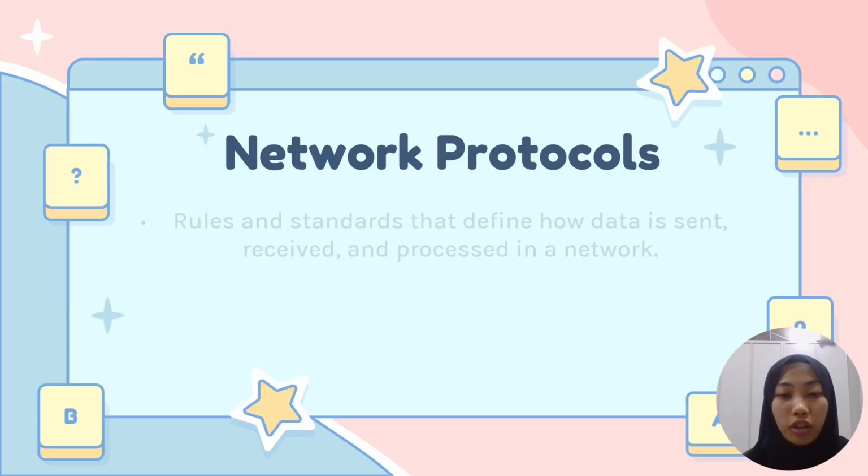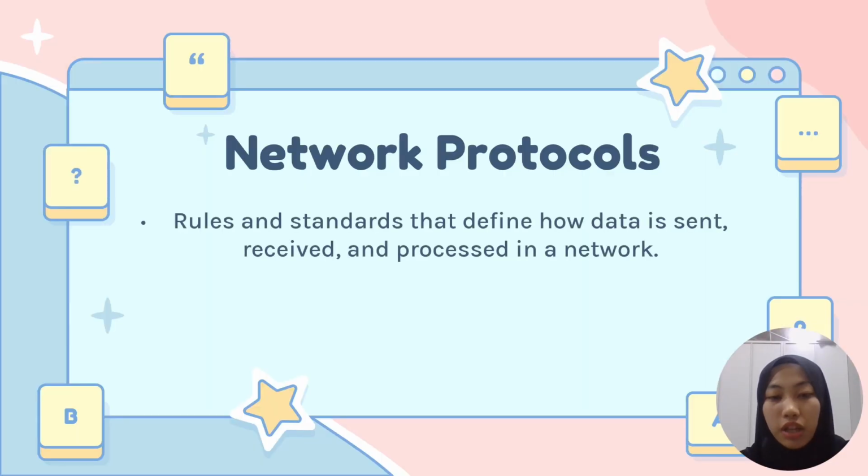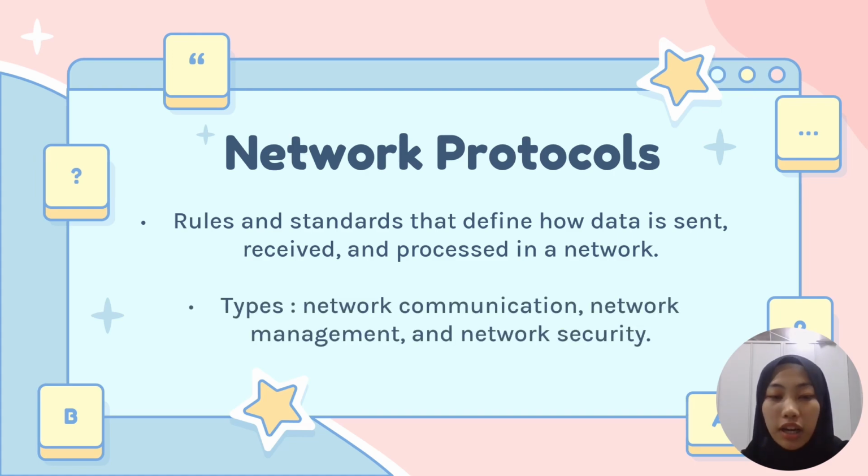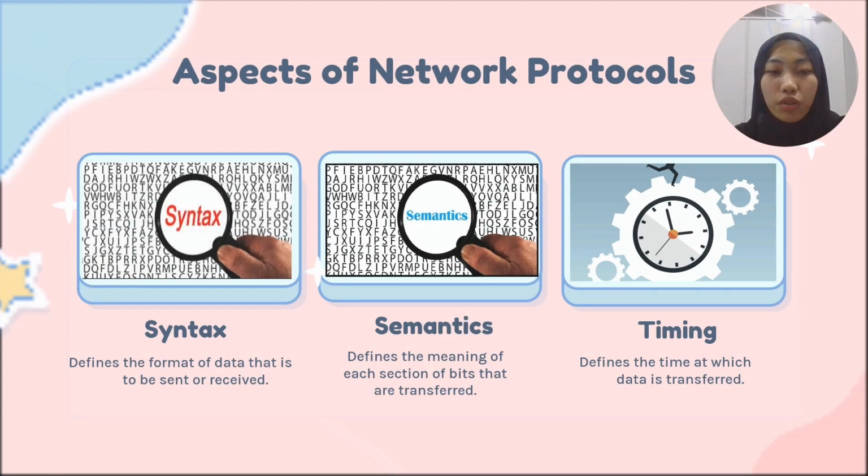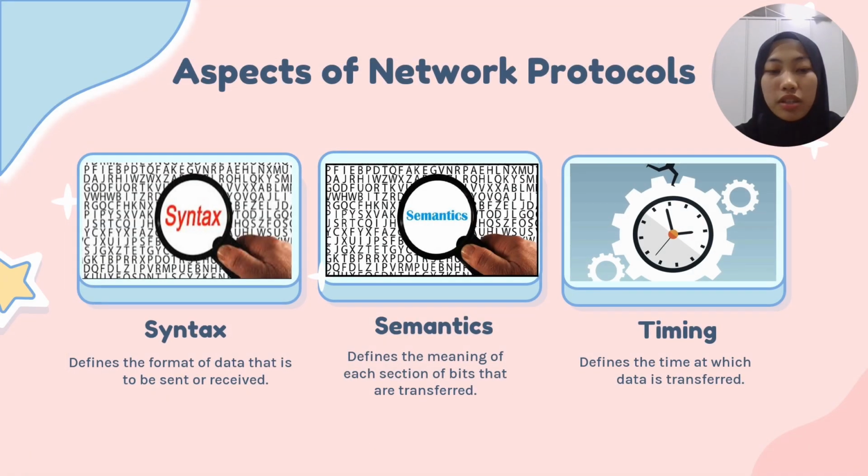Moving on to network protocols. Network protocols are rules and standards that define how data is sent, received, and processed in the network. There are three types, which are network communication, network management, and network security. There are also three aspects of network protocols. First is syntax, which defines the format of the data to be sent and received. Second is semantics. It defines the meaning of each section of bits that are transferred. And lastly, timing. It defines the time at which data is transferred.